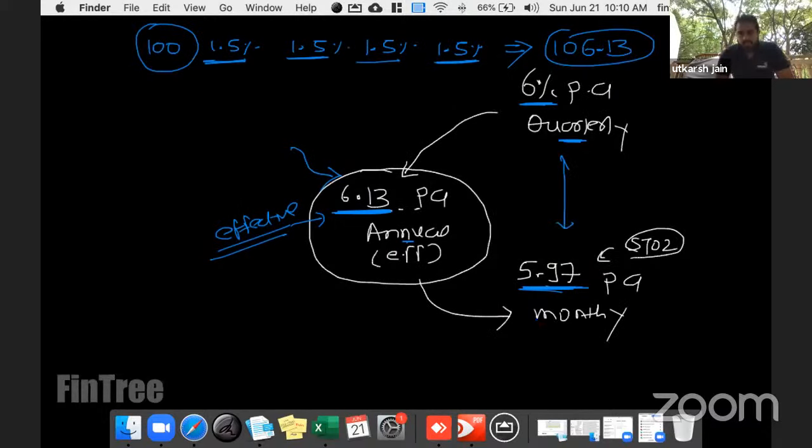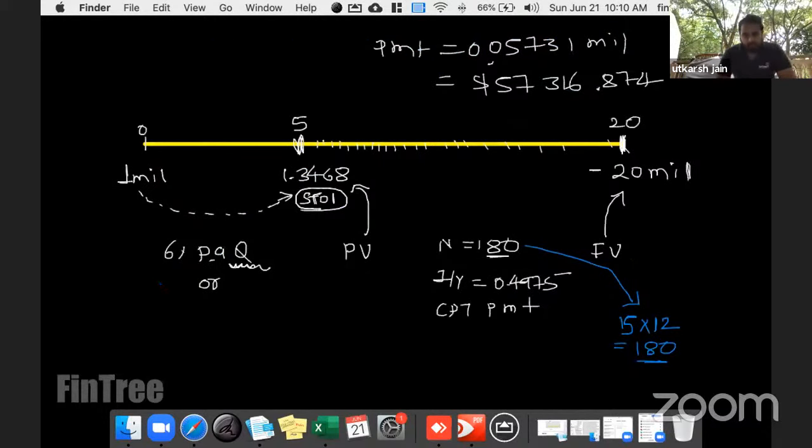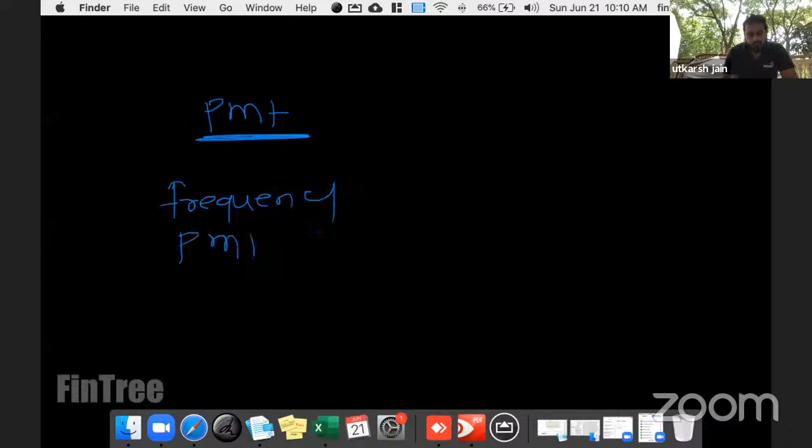Now, why did I not convert the rate here? You should have that question. You should ask me, Utkarsh, why did I not convert here? That is because here we did not have any payment. There was no payment. So one rule of thumb that you can always follow is that whenever you're using the payment button, the frequency of payment has to match with the frequency of rate.